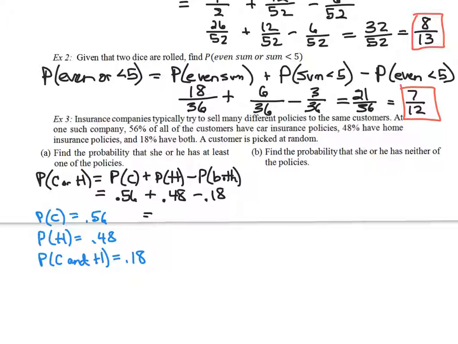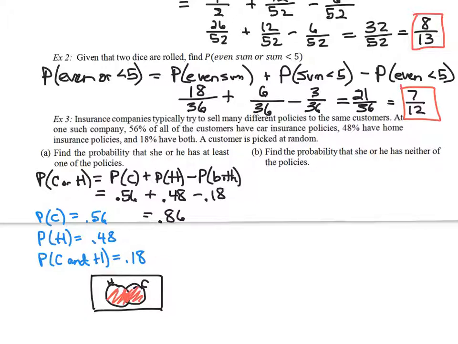So my total here is going to be 0.86 for customers that have at least one of the policies. And again, if you think about our Venn diagram, at least one of the policies is going to be all of the ones that are included in the two circles. So home insurance, car insurance, it'll be this circle, and only count the intersection once.